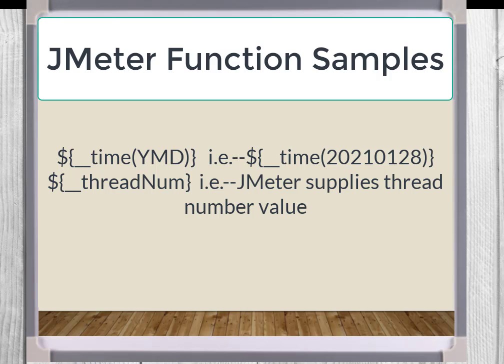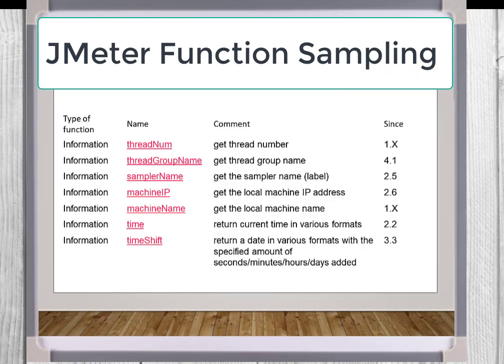You see the one with the date, year, month, date format, and then you see one where the value is supplied by JMeter, and it's called a thread number. So whatever number is associated to the thread that's running, the user number, then that is what is supplied in that function. Here's a sampling of JMeter functions.